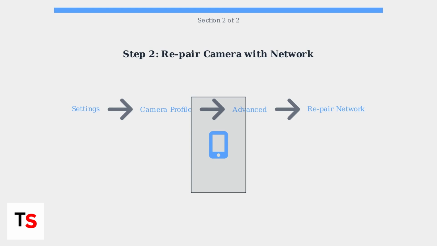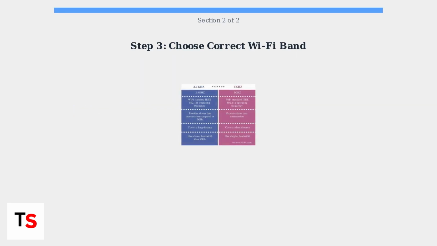In the Nanit app, go to Settings, tap your Nanit camera's profile, then select Advanced and choose Repair your Nanit with your network. Understanding Wi-Fi bands is crucial.